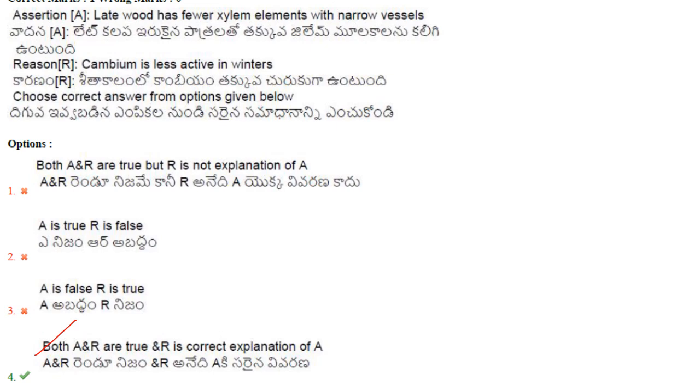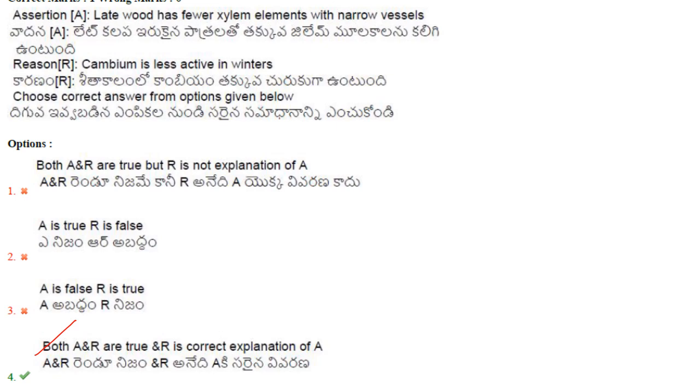Cambium is less active in winters. Choose the correct option from the options given below. So late wood is known as summer wood and it is formed during the late part of the growing season. It typically has fewer ciliary elements and narrower vessel compared to early wood.